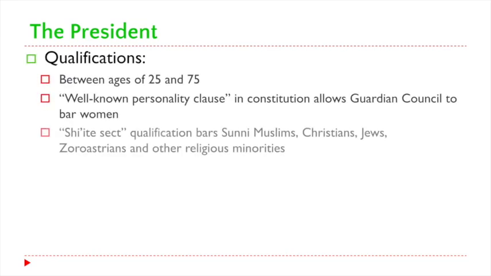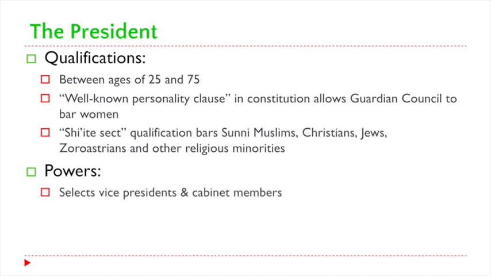Now, let's look at some qualifications for the president. The president must be Shia, the president must be between 25 and 75, and the president must be a well-known personality. This means someone that's been in politics, someone that is influential, and typically this rules out the women, according to the Guardian Council at least. They would argue that they can't be a well-known personality.